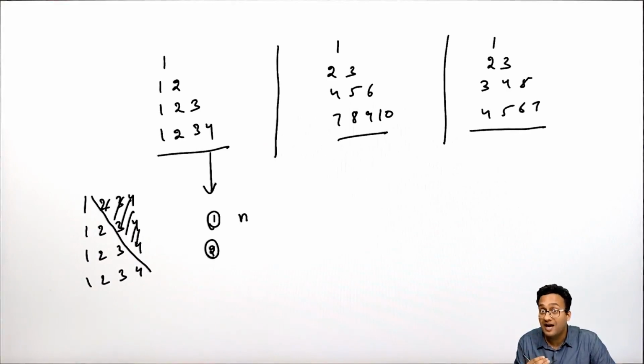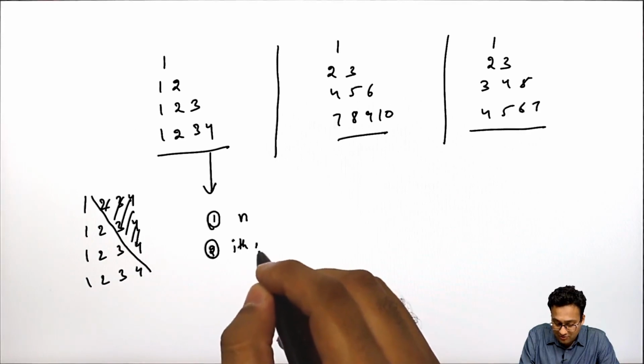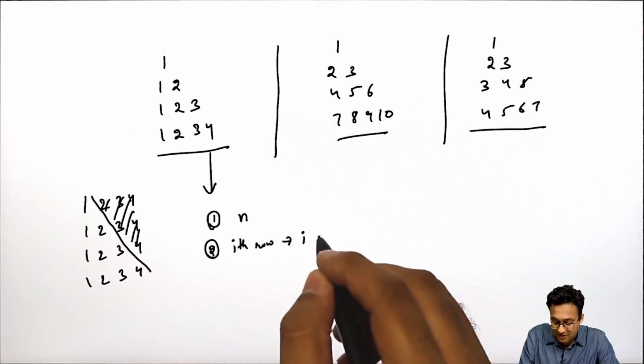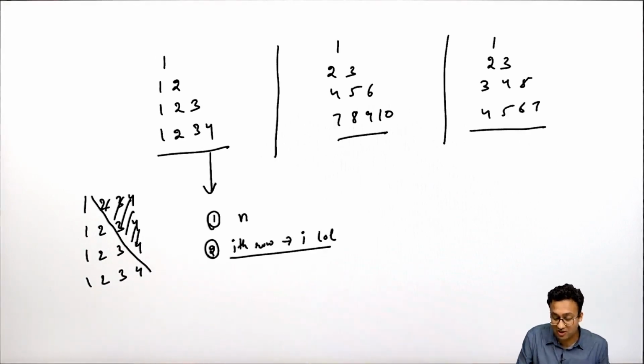The ith row will have i columns. So that's something that we need to look at. So it's not n columns anymore, it's i columns. So each row has different number of columns, and that's something that we need to take care of.